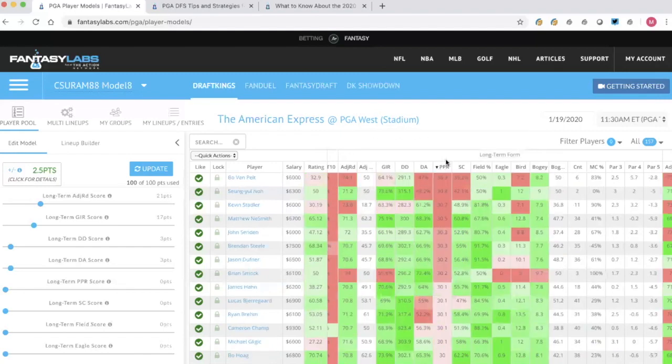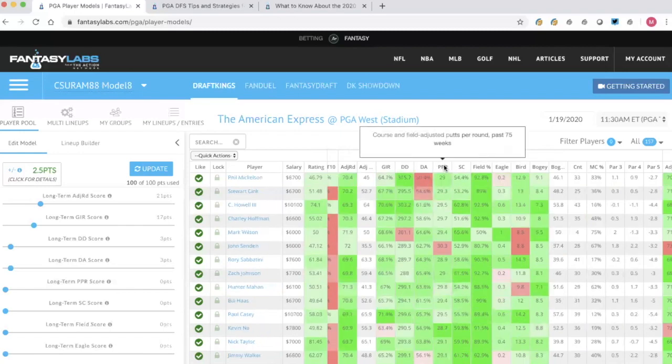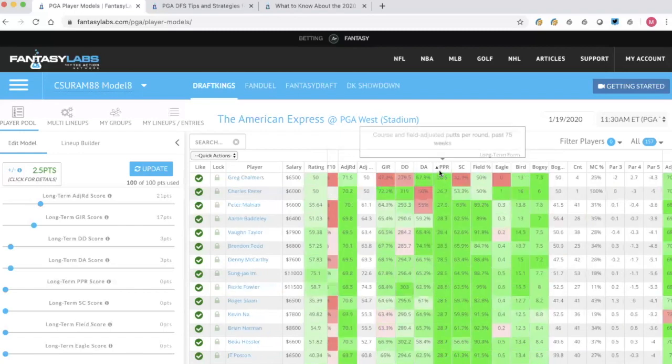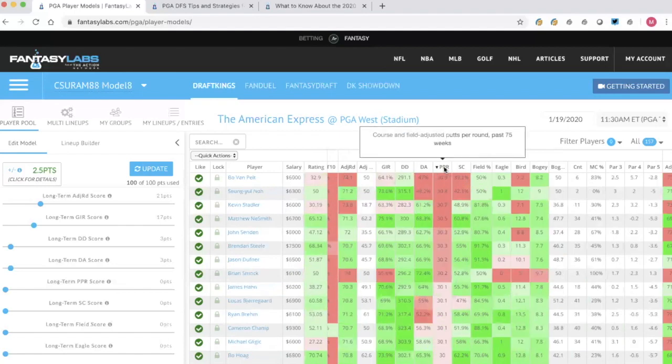Putts per round, PPR. This is simply how many putts per round they've averaged over the past 75 weeks. A lower number is good, meaning that they are a quality putter. They're making their putts. And a higher number means that they are not typically a strong putter. That doesn't mean you necessarily want to ignore these guys who are poor putters but are hitting the ball well.